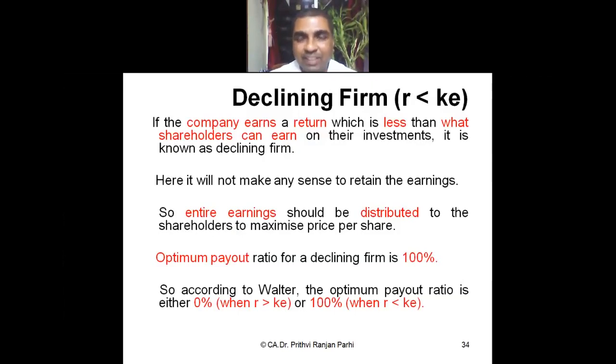If it is a declining firm, then what Mr. Walter suggests is to pay everything, pay 100%, because the firm is earning less. So the entire money should be given to the shareholders. Right? So the payout ratio should be 100%. Understood this concept? Yes, sir.